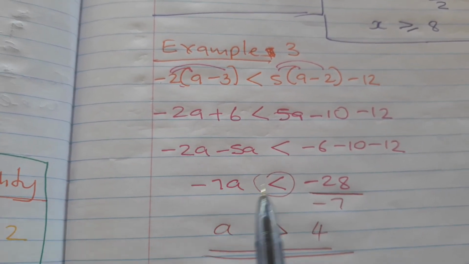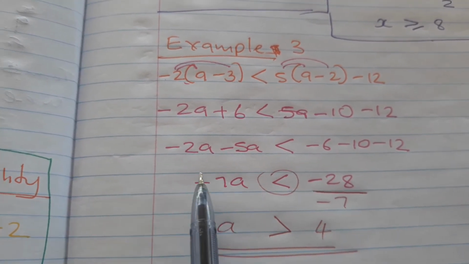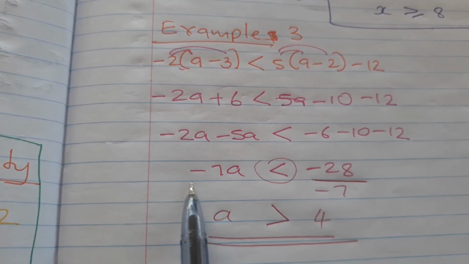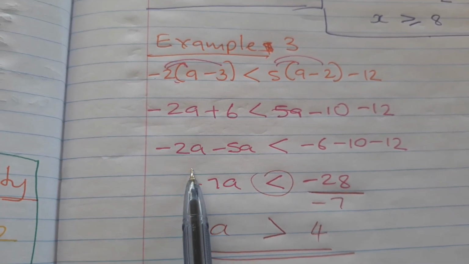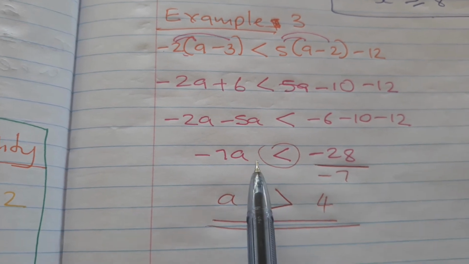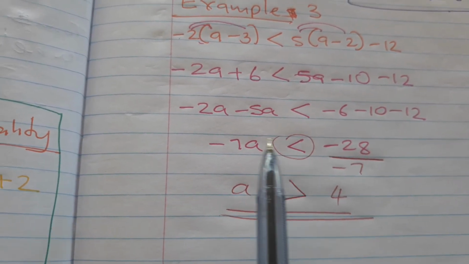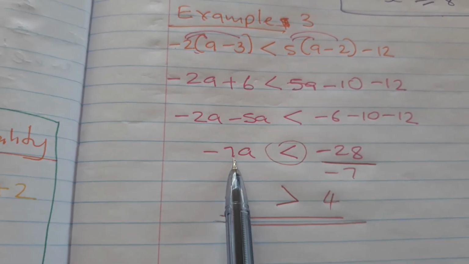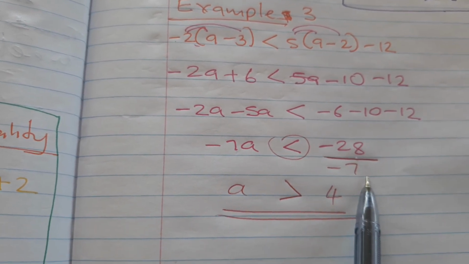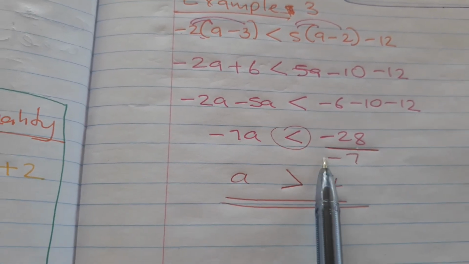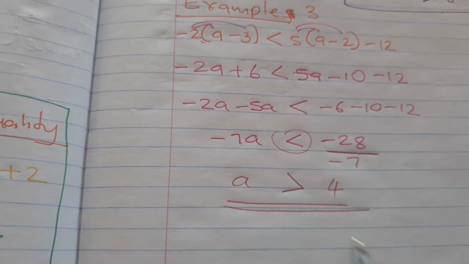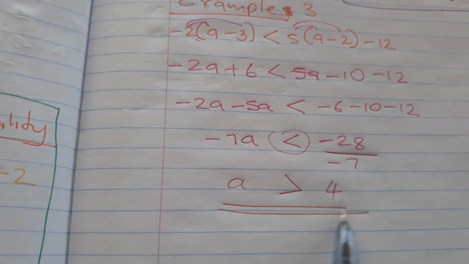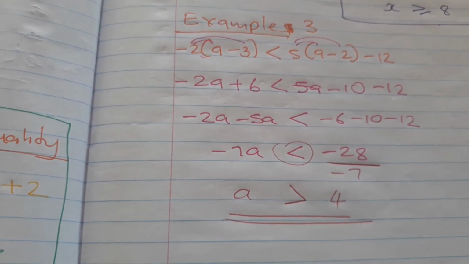Right? Negative 7a is less than negative 28. Now this time can you see I am going to divide with a negative number. So negative 7 will be divided on this side and my sign will reverse. So whenever you multiply or divide with a negative number, which is negative 7 in this case, I'll reverse the sign. My less than sign will become greater than. So my answer for this one will be a is greater than 4.